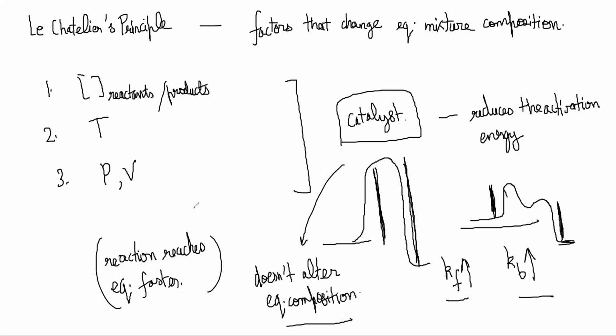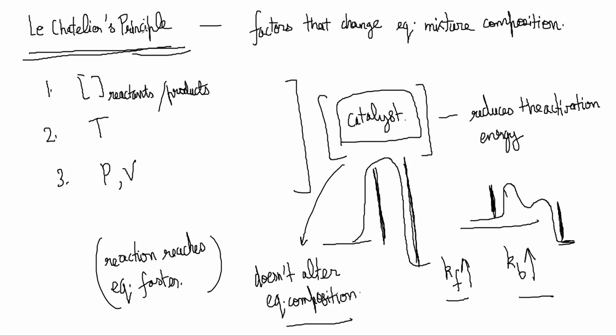So that is not a factor that will be useful to us so much. It will only reduce the time taken to reach equilibrium. What we will look at is the first three factors, where we are changing concentrations of reactants and products, changing temperature, and changing pressure and volume, right? The principle here is Le Chatelier's principle.